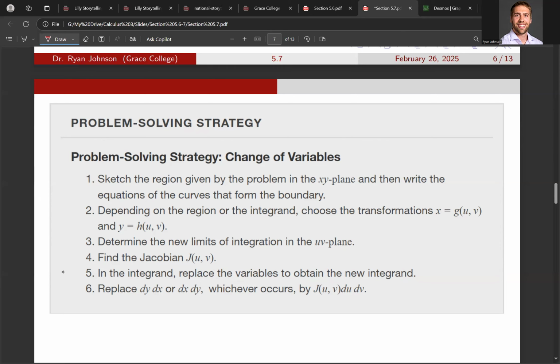Okay, so depending on the region and integrand, choose a transformation. Like x is some u's and v's, y is some u's and v's. This is also in your book. You don't have to take a picture of it because it's in your textbook. And then determine the new limits of integration by the Jacobian. And in the integral, replace the variables in the integrand to obtain the new integrand. The integrand is the inside of the integral. Okay, and then replace dy dx, or dx dy, whichever occurs, by the Jacobian times du dv. Okay.